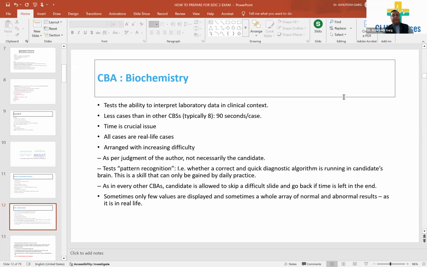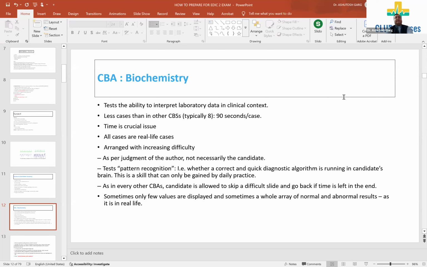All cases are real life cases arranged with increasing difficulty as per the judgment of the author, not necessarily the candidate. They will test the pattern recognition, whether a correct and quick diagnostic algorithm is running in the candidate's brain or not. This is a skill, and that can only be gained by daily practice. So this line is very important for you, because for the biochemistry station, there is some algorithm which should be run in your brain.